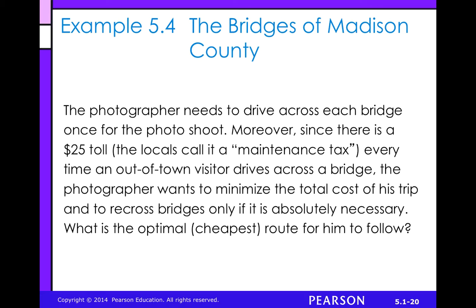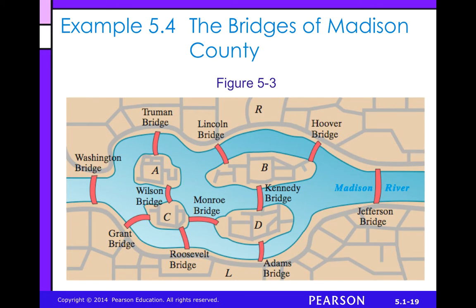So the photographer needs to drive across each bridge once for the photo shoot. Moreover, since there's a $25 toll every time an out-of-town visitor drives across the bridge, he, of course, wants to minimize the cost of his trip and to recross a bridge only if it is necessary. So again, the question for you is, well, if you're this photographer, what do you do? You could be an idiot and you could go over, back, and now you've got these 2 bridges covered, and then over, back. If you have some imagination, you can think of some really stupid ways the photographer could plan his route, right? But we're not looking for stupid ways to plan the route. We're looking for the best way.